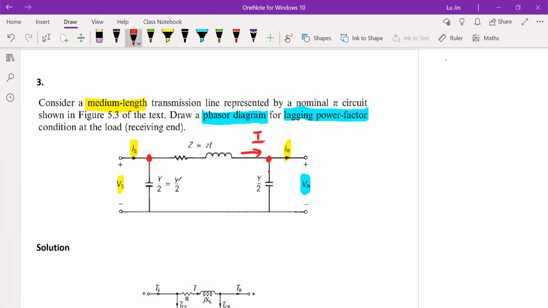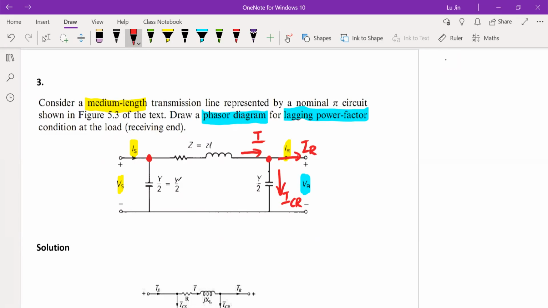But after reaching this node, this one single incoming current I is split into two subcurrents. One is the IR going into the receiver, and the other current is going through the receiver side capacitor. Because it's at the receiver side, we call that capacitor CR. The current going through this capacitor is called ICR. Again, CR denotes the capacitor at the receiver side. Okay, this is what happened at the receiver side.